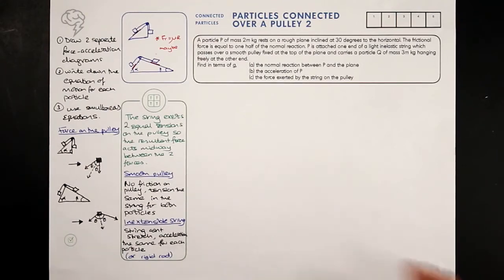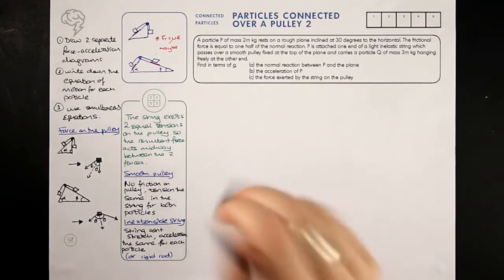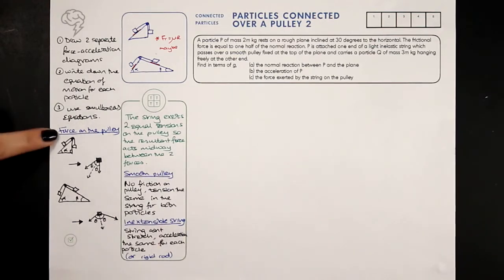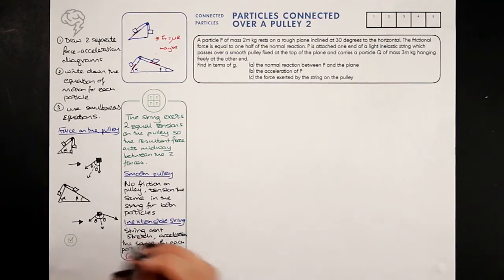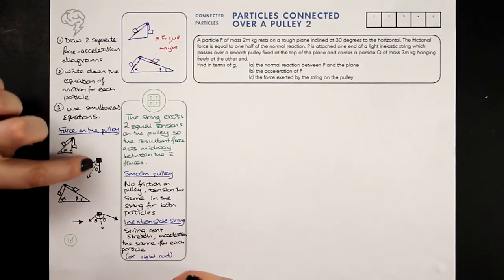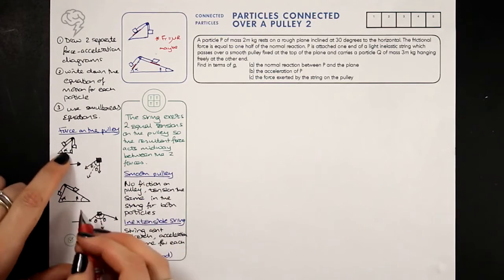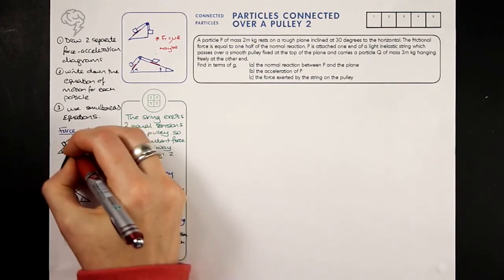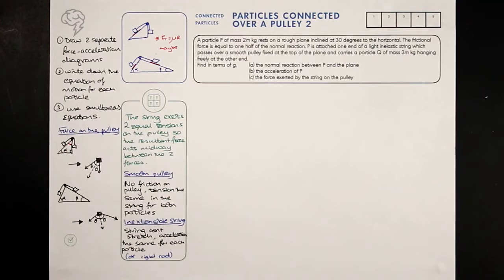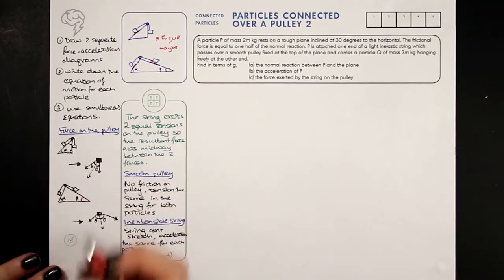Same as when we looked at connected particles over a pulley, video 1, you could be asked about the force on the pulley. Now in this case, it's very similar to what we were talking about in the first one. You can just memorize it. It goes straight through the middle. And if this angle here is alpha, what you want to do is work out what that angle is and then halve it, because that's what this will be, half and half.